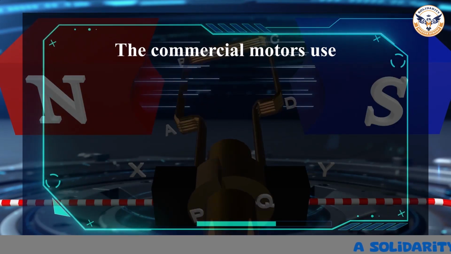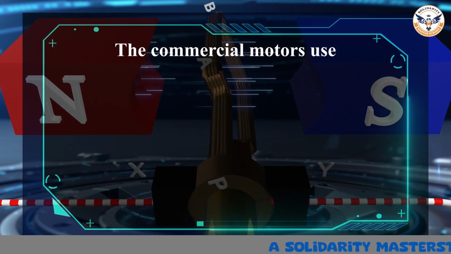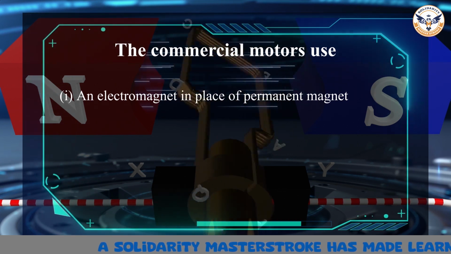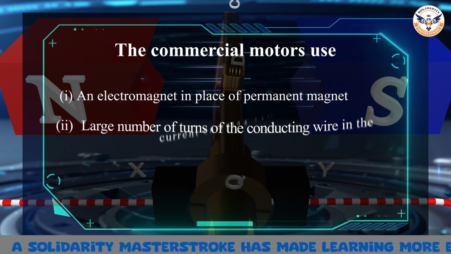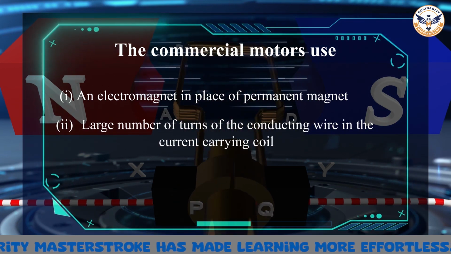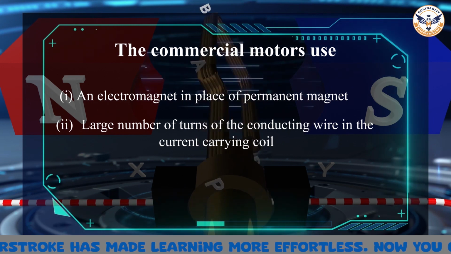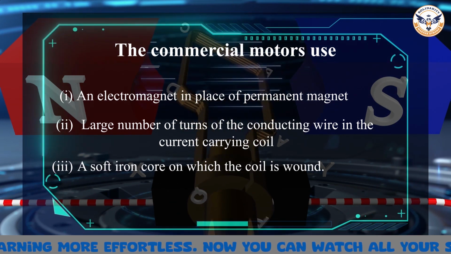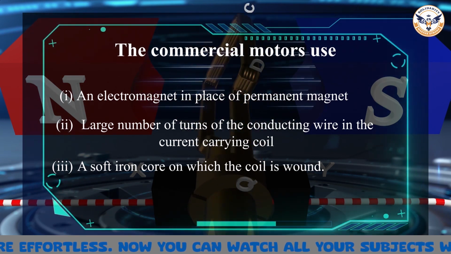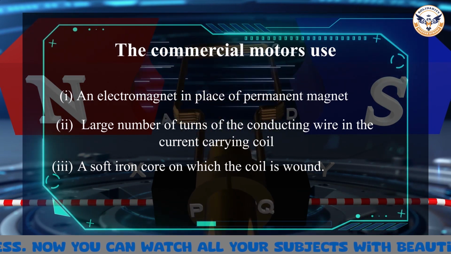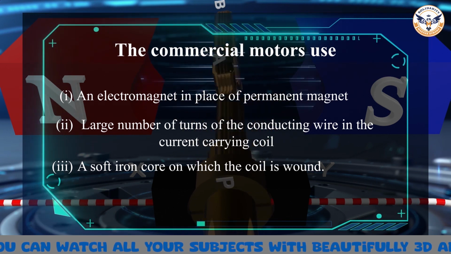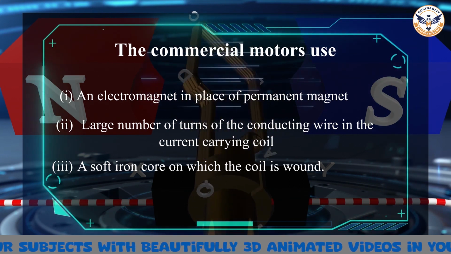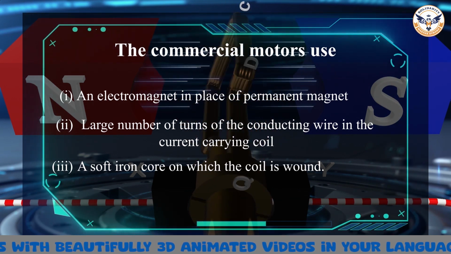The commercial motors use: first, an electromagnet in place of a permanent magnet. Second, a large number of turns of the conducting wire in the current-carrying coil. And third, a soft iron core on which the coil is wound. The soft iron core on which the coil is wound, plus the coil, is called an armature. This enhances the power of the motor.